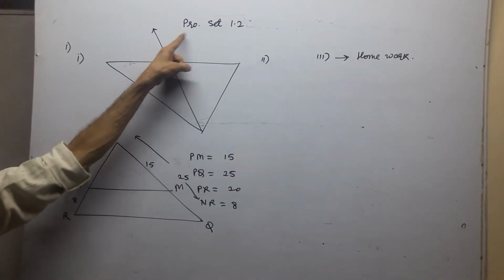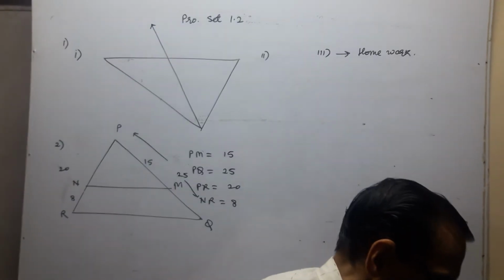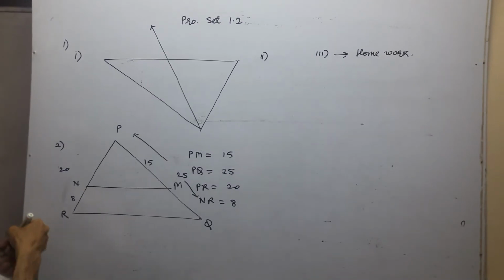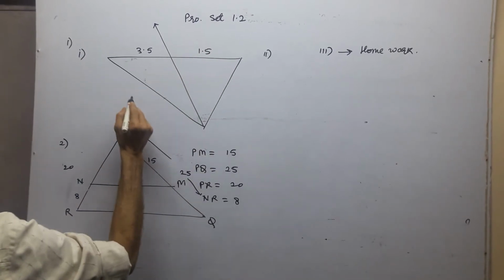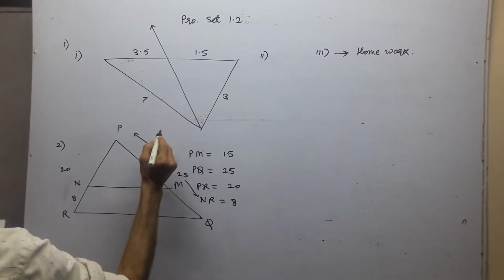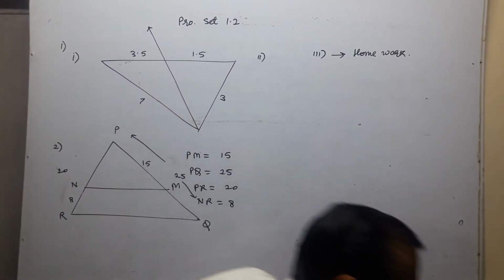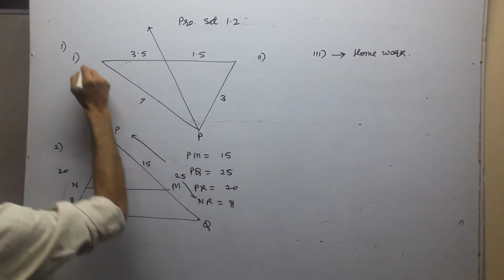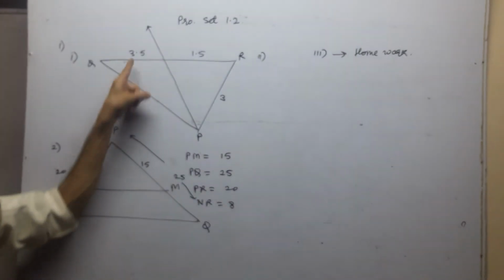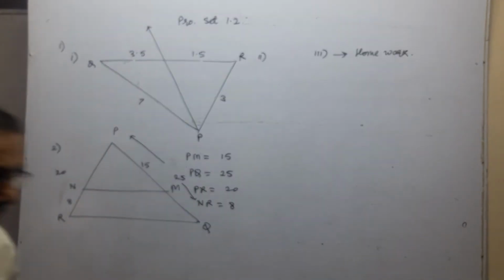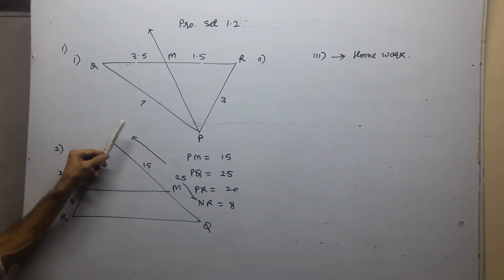Now let us take problem set 1.2, first one. Here they are given the measurements 3.5, 1.5, 7, 3 in triangle PQR. If there is the same ratio, then we can say that PM is the angle bisector. Let's see whether there is the same ratio.